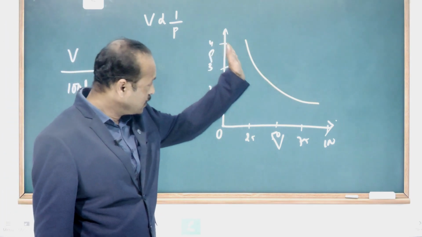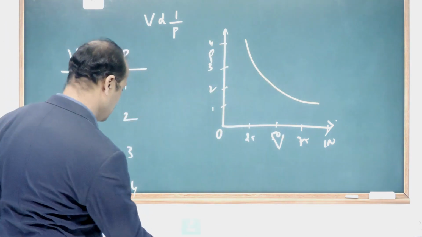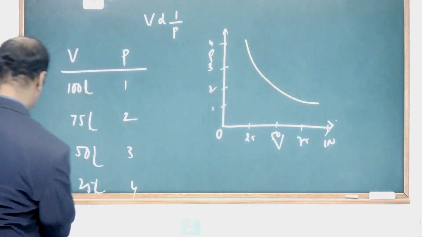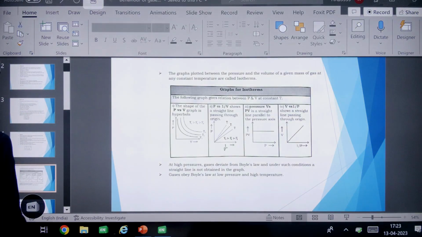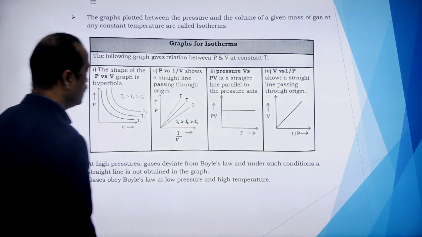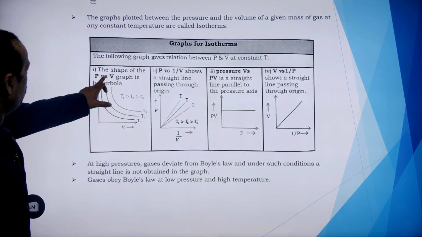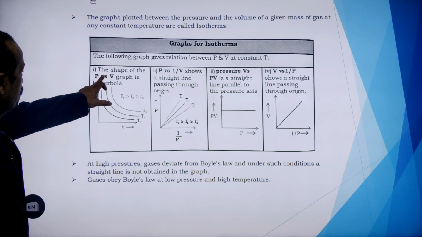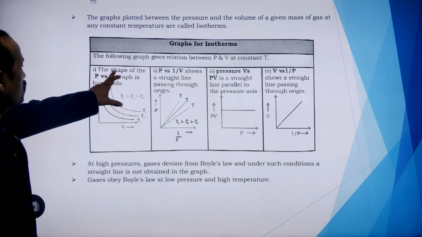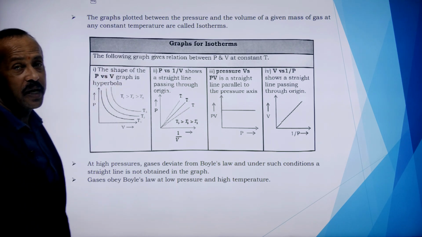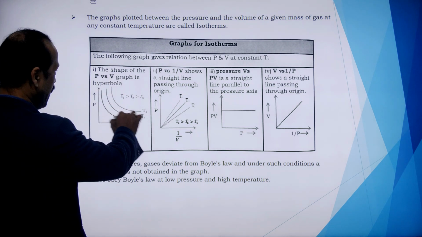So you'll get this type of graph. The same type of graph is shown here. Can you see here? Okay, so this is a graph. In this graph, the shape of P versus V. P means pressure, and V is the volume. So the shape of the P versus V graph is a hyperbola, and this is called a hyperbola.